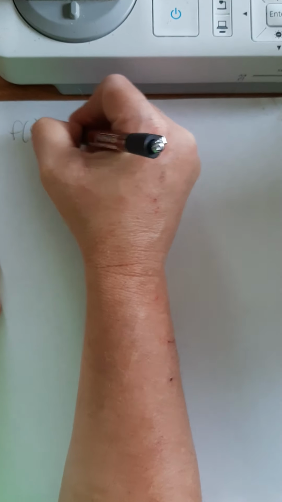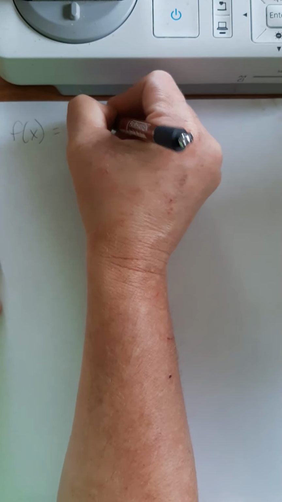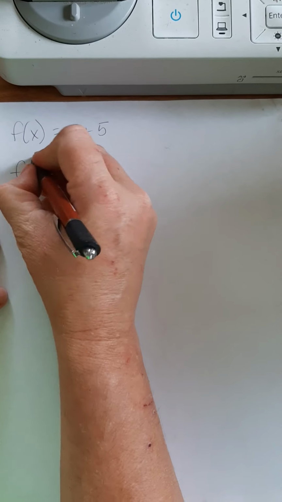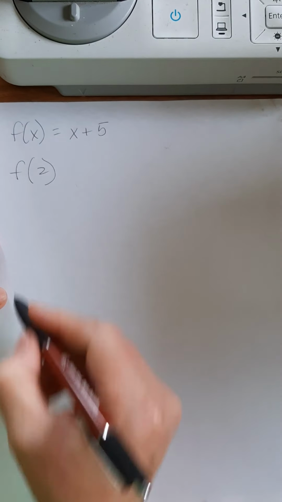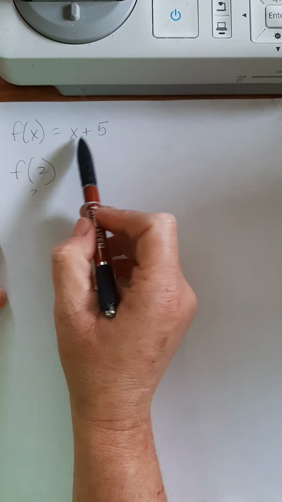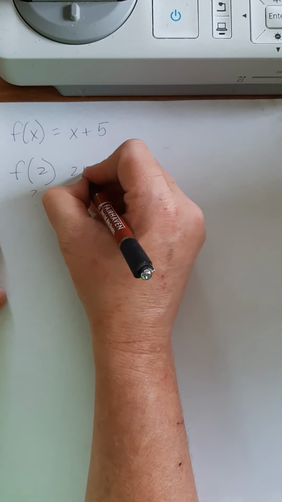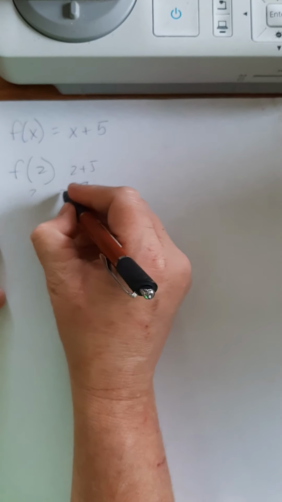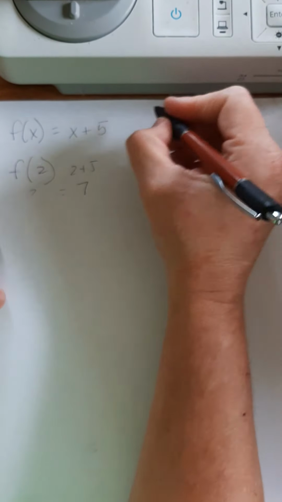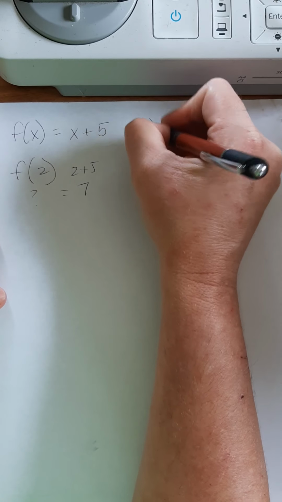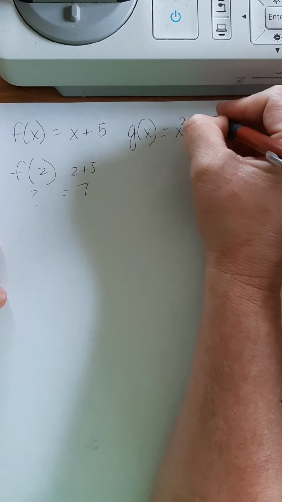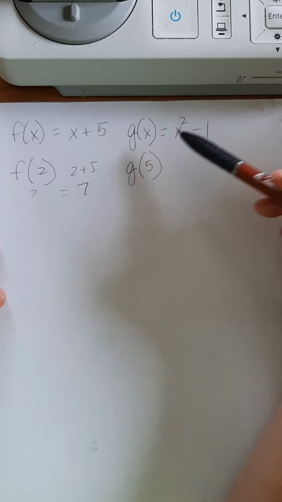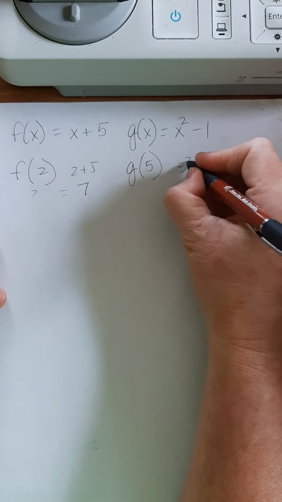For instance, function notation is just f of x. So if I had this and I wanted you to find f of 2, all you do is plug in. So 2 plus 5, 7. So f of 2 equals 7. You could say, what about if g of x is x squared minus 1, and you wanted to find g of 5? 5 squared minus 1, 24.